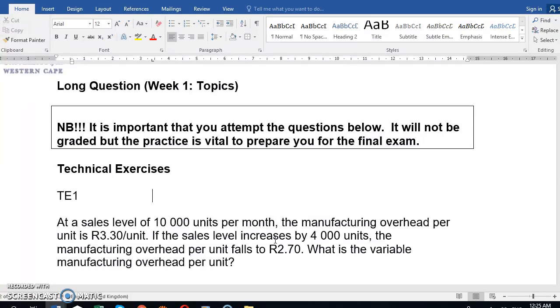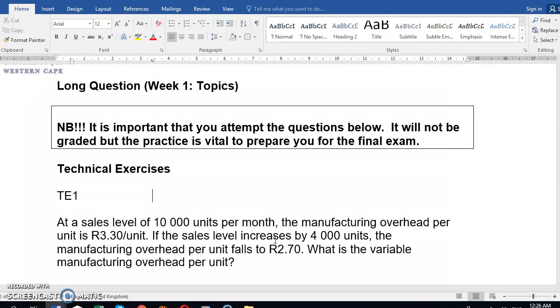And I'm basically going to do each technical exercise in a separate video. Alright, so technical exercise number 1 reads as follows. At a sales level of 10,000 units per month, the manufacturing overhead per unit is 330. If the sales level increases by 4,000 units, the manufacturing overhead per unit falls to 270. What is the variable manufacturing overhead per unit?